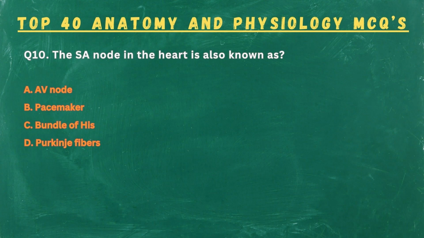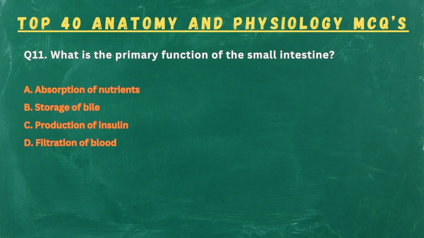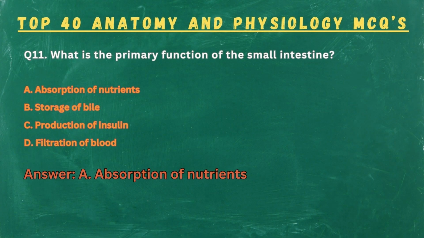Q10. The SA node in the heart is also known as A. AV node. B. Pacemaker. C. Bundle of His. D. Purkinje fibers. Answer: B. Pacemaker. Q11. What is the primary function of the small intestine? A. Absorption of nutrients. B. Storage of bile. C. Production of insulin. D. Filtration of blood. Answer: A.